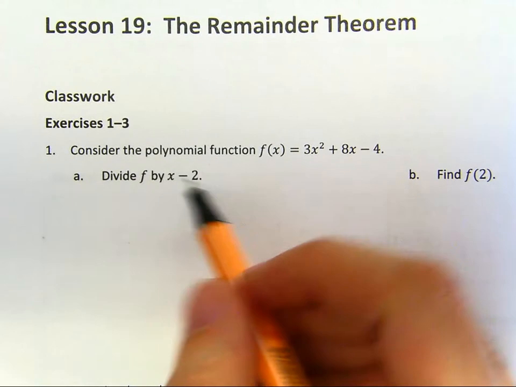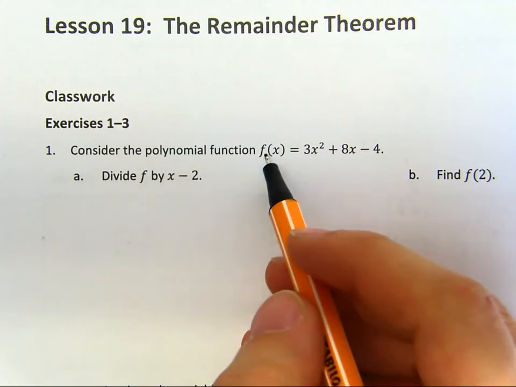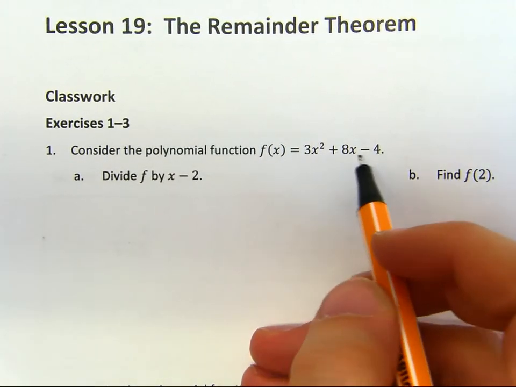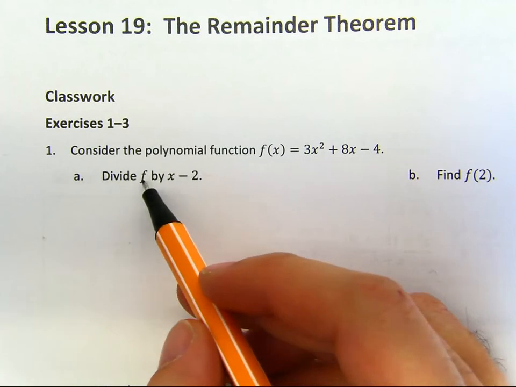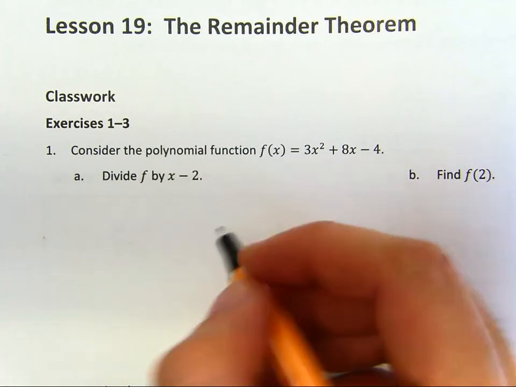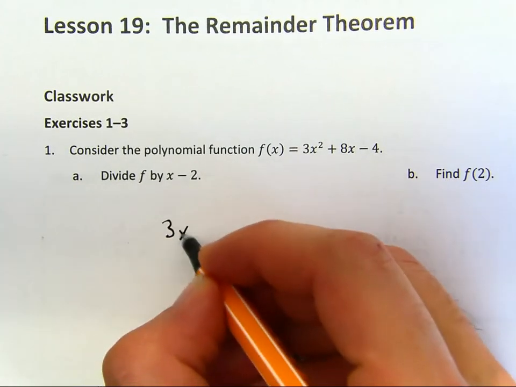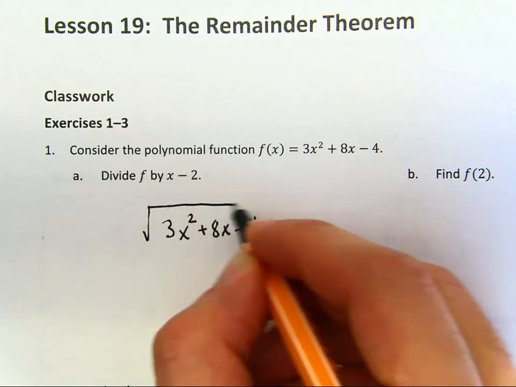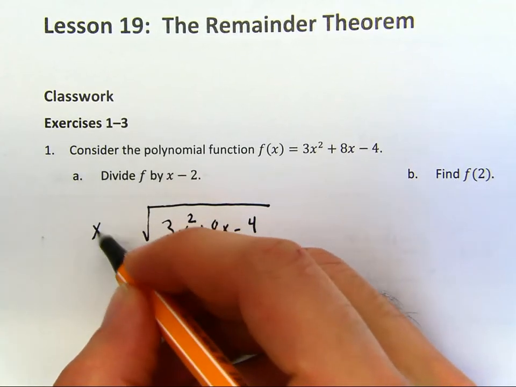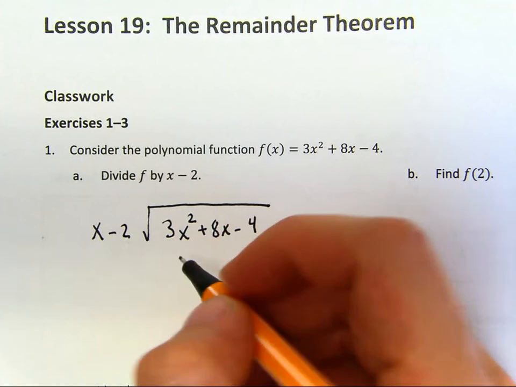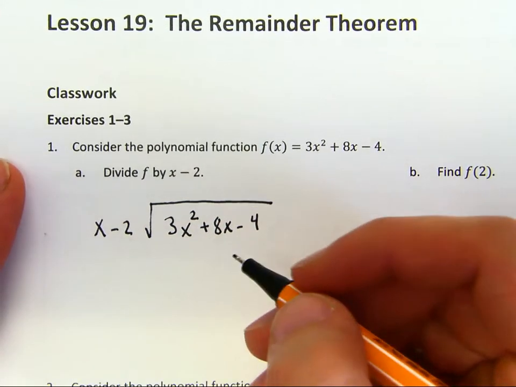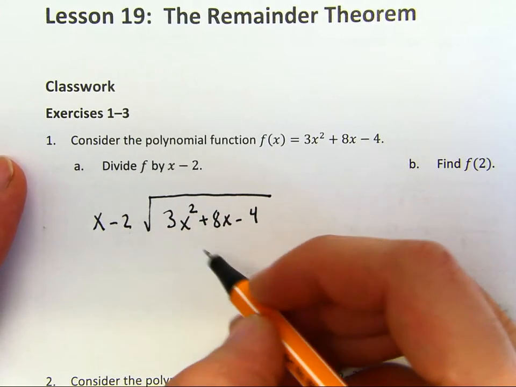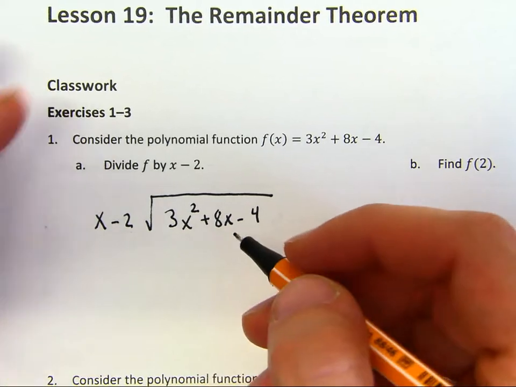Let's say we have a polynomial function f of x equals 3x squared plus 8x minus 4. Divide f by x minus 2. All we really need to do is take 3x squared plus 8x minus 4 and do our polynomial long division, dividing this polynomial by x minus 2. First off, I'd like you to try this question by yourself before I do it with you.